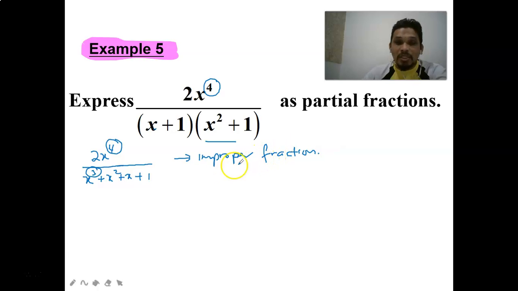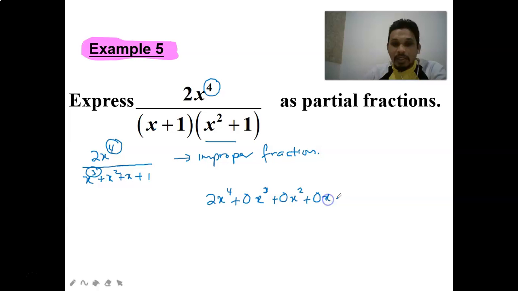So we cannot simply come out with a process of partial fraction unless we form it into a proper fraction by using long division. So 2x to the power of 4 plus 0x cubed plus 0x squared plus 0x plus 0, okay, and divide by x cubed plus x squared plus x plus 1. So then, what about this one here now? 2x to the power of 4 divided by x cubed equal to 2x.